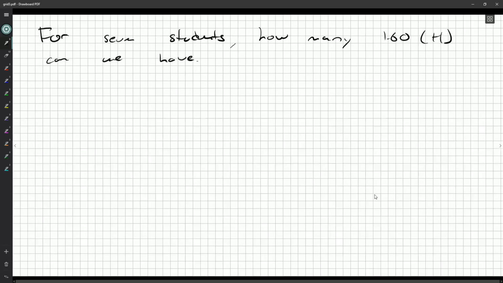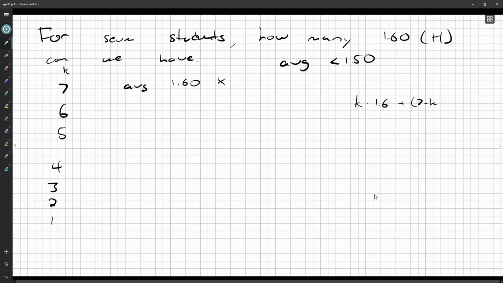Now for 7 students, how many 1.6's can I have? Because the average needs to be less than 1.50. Could I have 7 of them? No. For 7, the average will be 1.60, so that's out. For 6, and for all of these, if k is the number of tall students, it's k times 1.6 plus 7 minus k times 1.22, divided by 7.